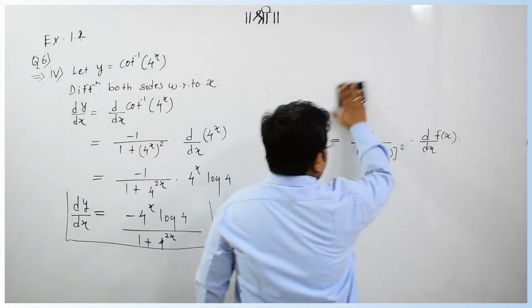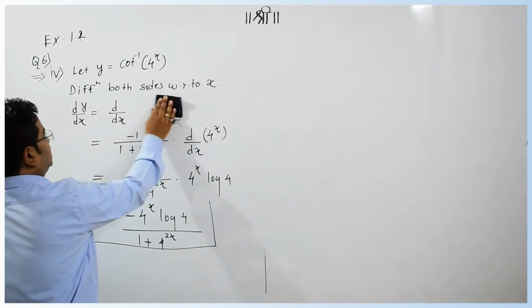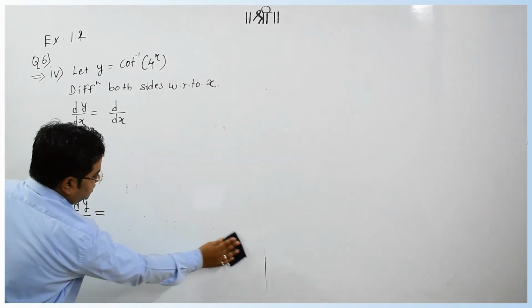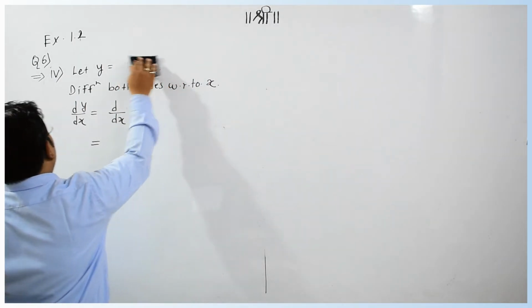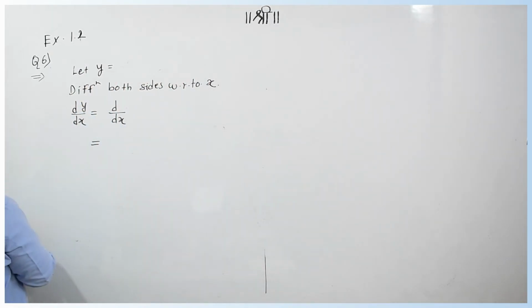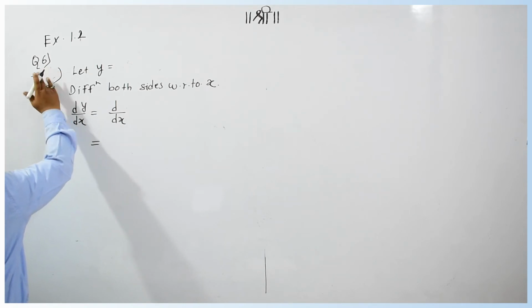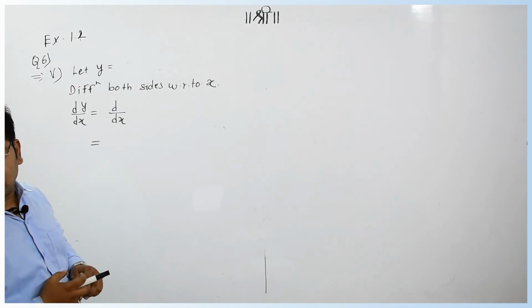Now question number 4 is done. Now we will move to question number 5. Question number 5 must be different, or is different. Now the next question, question number 5, says that tan inverse of under root x.